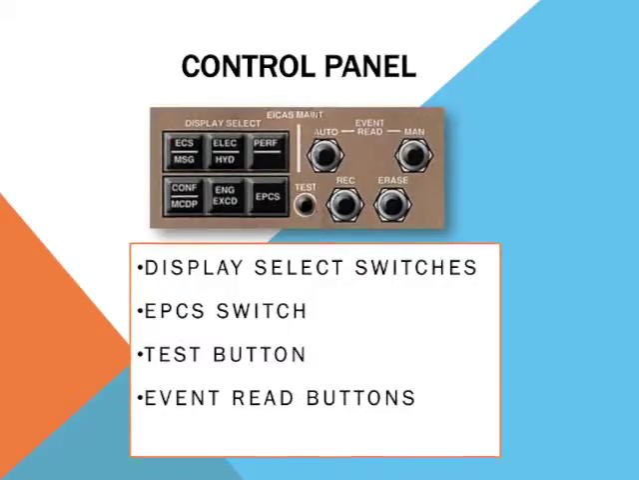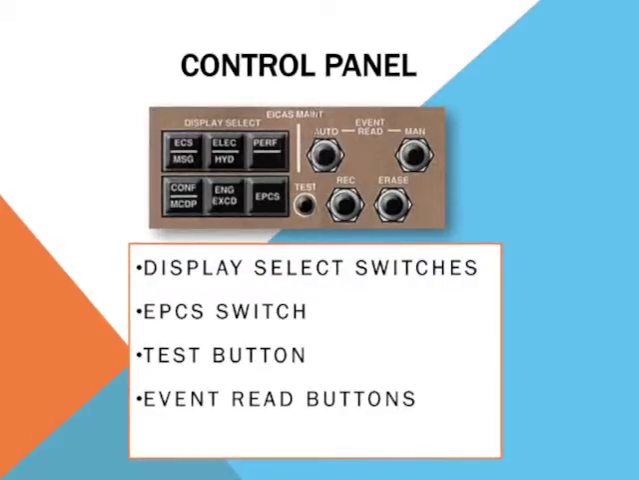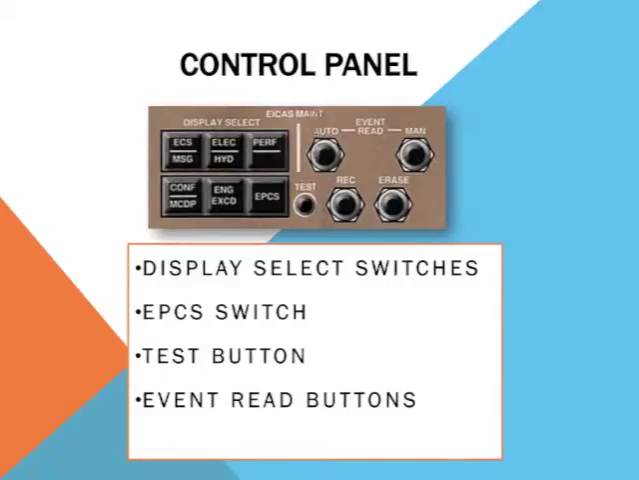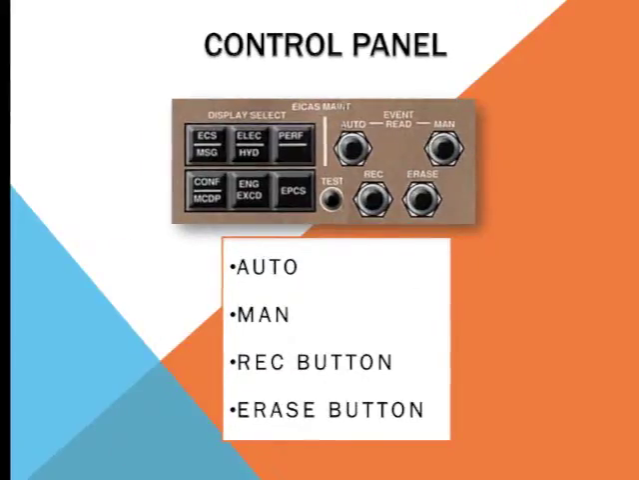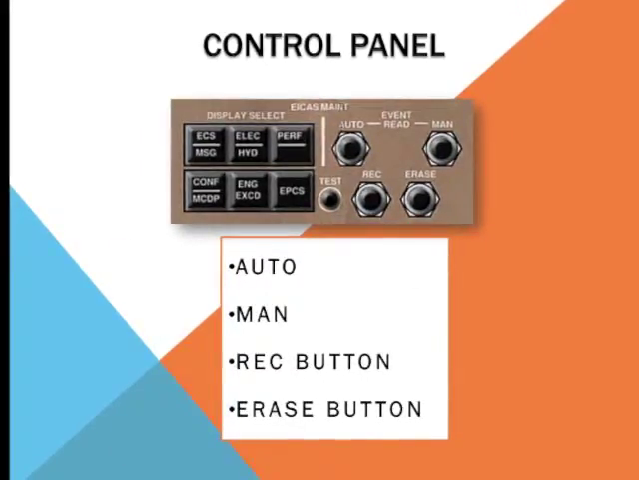Now the test button. It will test all ECAS displays and functions when being pushed. When it's pushed a second time, the cathode tube reverts to secondary engine mode. Now the event read buttons. It will cause the lower ECAS cathode tube to display data that was recorded previously for system select with display select switches.